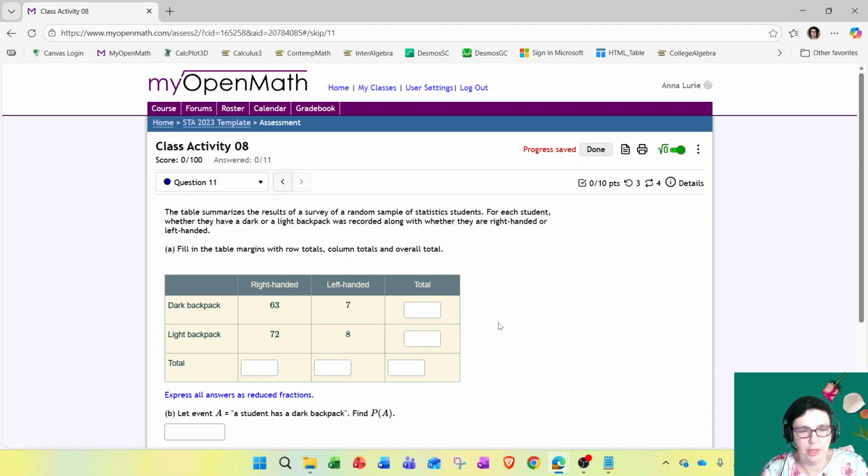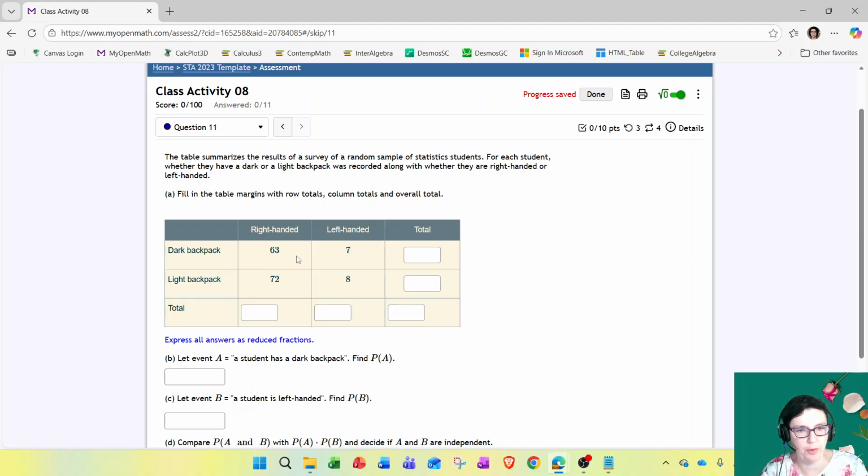Okay, let's take a look at this table question. In this question, we have results of a survey of a random sample of statistics students. We're asking whether you have a dark backpack or light backpack, and then whether you are right-handed or left-handed. So the purpose is to figure out if your right-handedness has something to do with your backpack color, which you probably already guess is not going to happen.